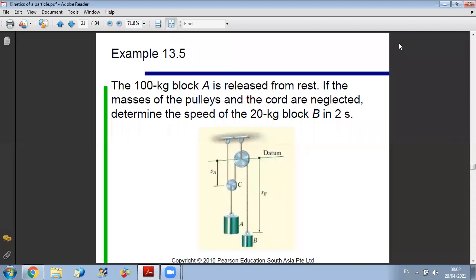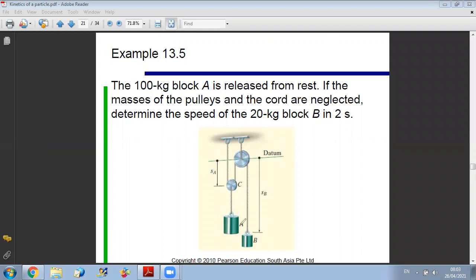So in this problem, you have a system of pulleys connecting blocks together, and we want to determine, knowing that the system is initially released from rest, what will be the speed of B in 2 seconds. So first, whenever you have a system of pulleys with cord, always the first step to do is to relate motion of A to motion of B. Okay? So to do this, we should determine the number of coordinates we need.